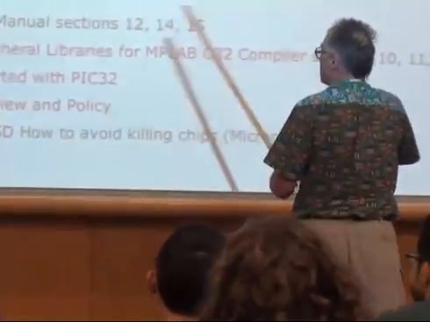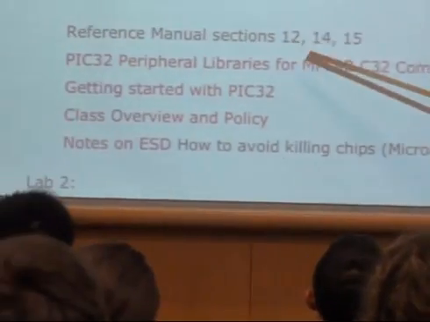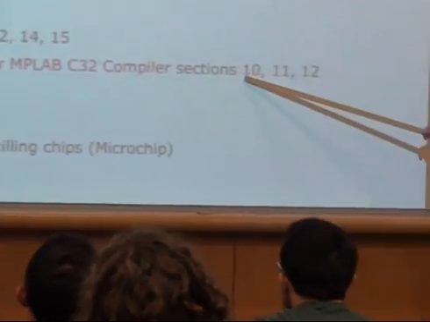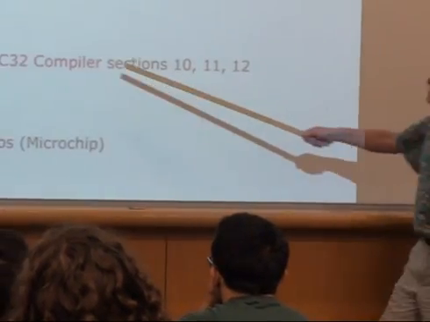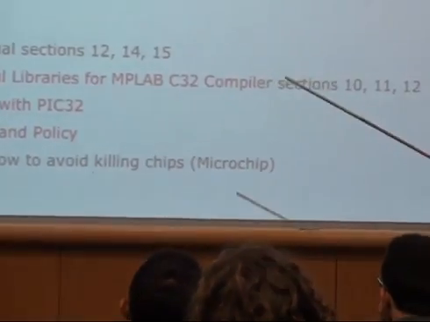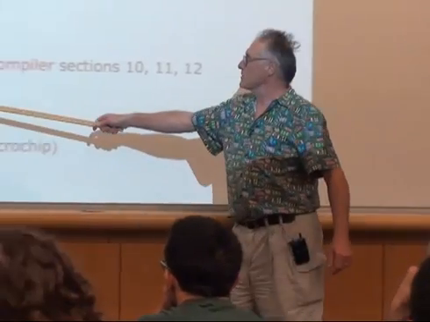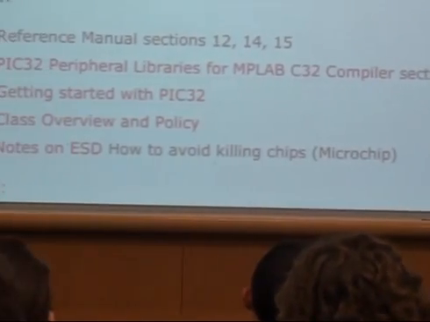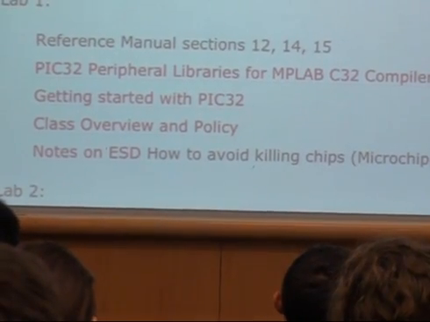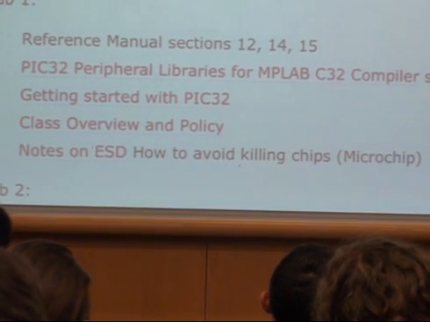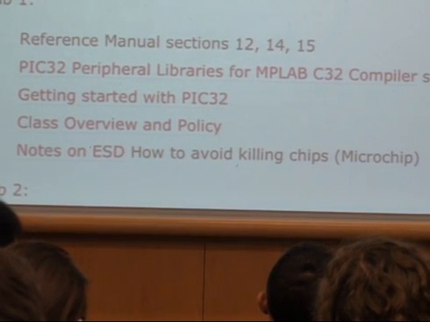Specifically for Lab 1, I want you to read reference manual sections 12, 14, and 15. Pick peripheral libraries for MPLAB C32, 10, 11, and 12, which correspond to these sections. Why didn't they label them the same? I don't know. And you might want to read Getting Started with PIC32. That's kind of a chatty introduction to the architecture. And required reading is the class overview and policy. And in fact, we're going to talk about that right now.